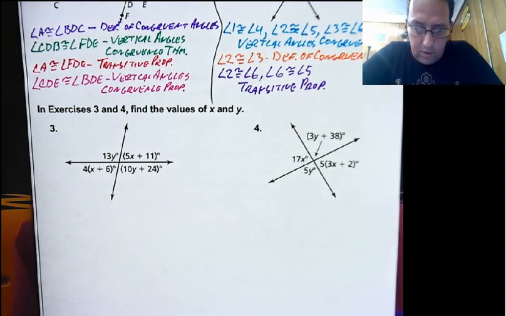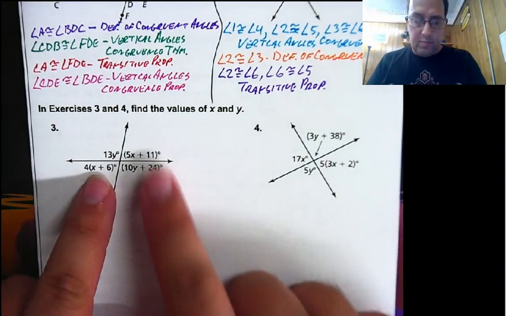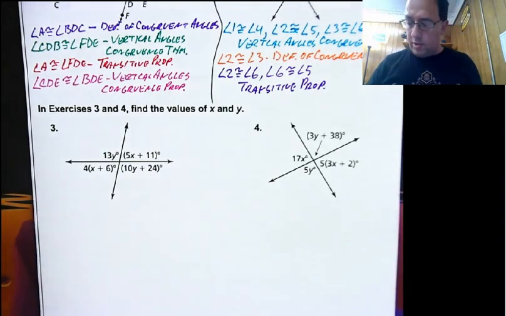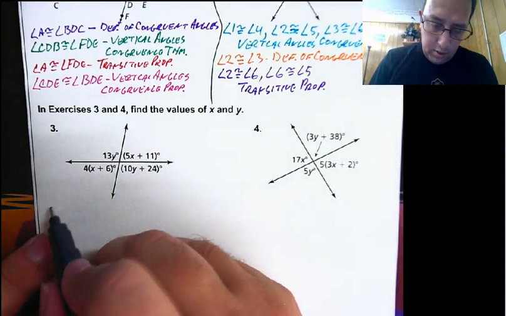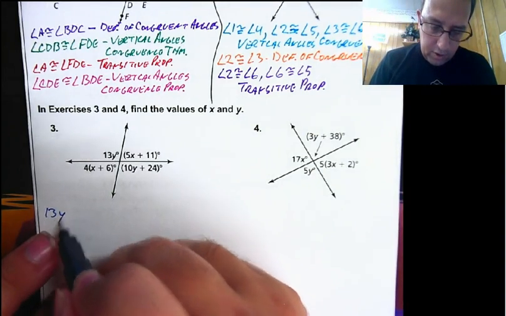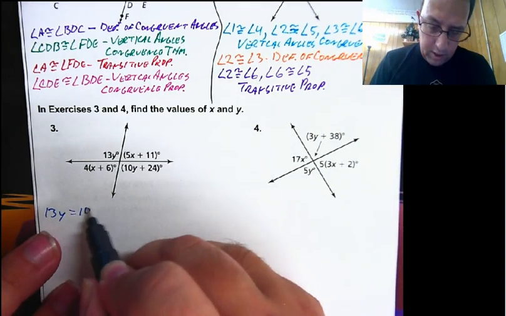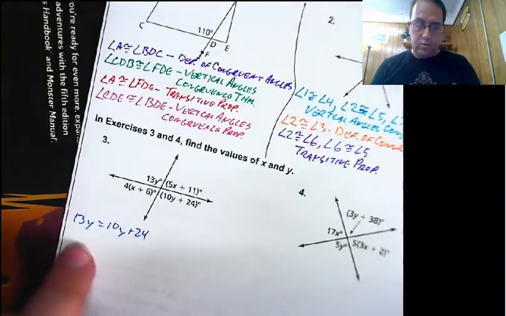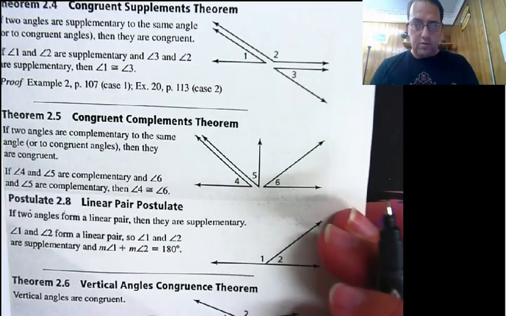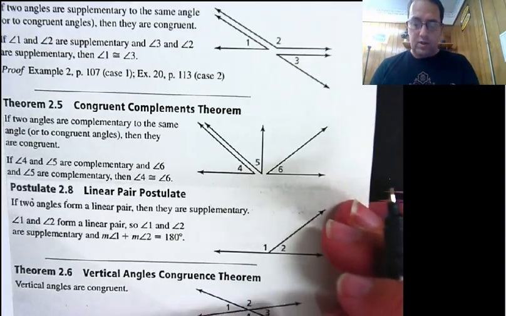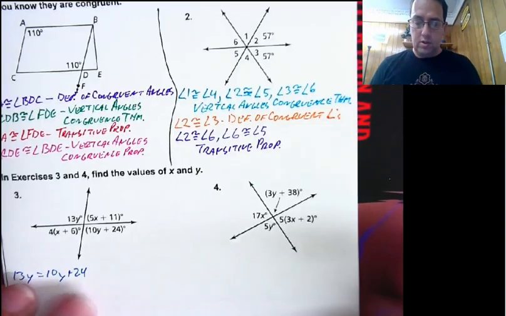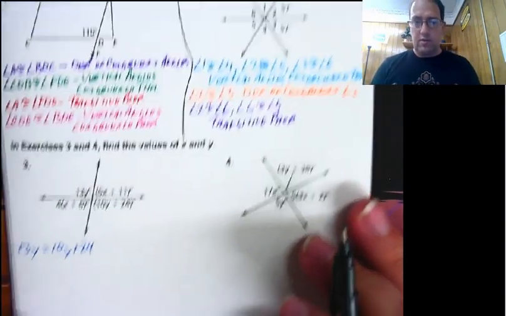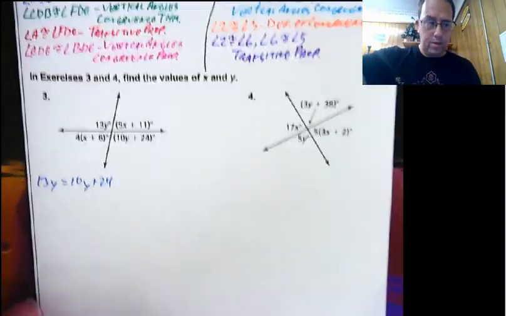Let's see, which one do we want to solve first? What looks easier? How about the y's? Because we have pluses and stuff here. We've just got 13y all by itself right there. So let's solve for the y's first. So we have 13y equals 10y plus 24. And we know this is true because of the vertical angles congruence theorem, which says vertical angles are congruent to each other. So that means, since they're congruent, they have the same angle measures, right?